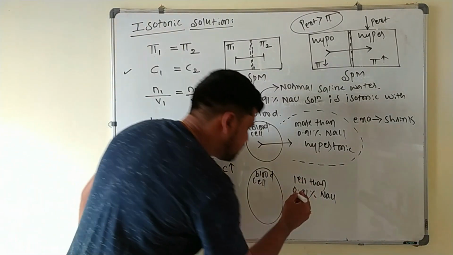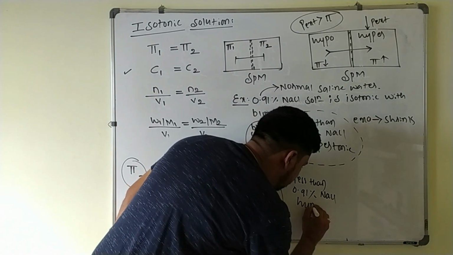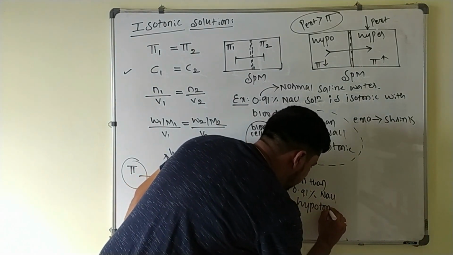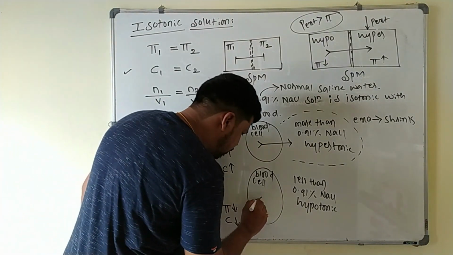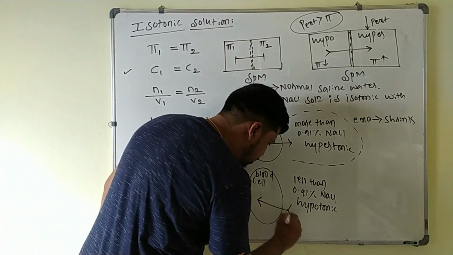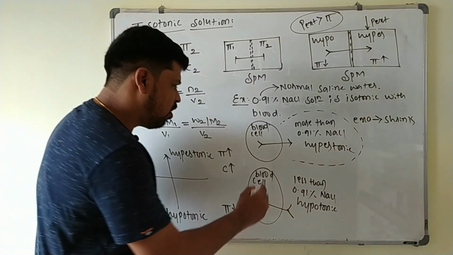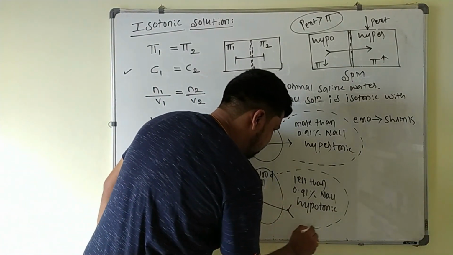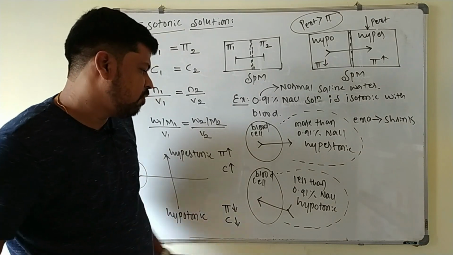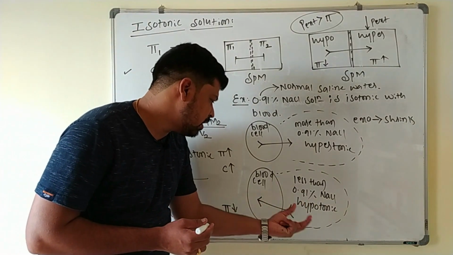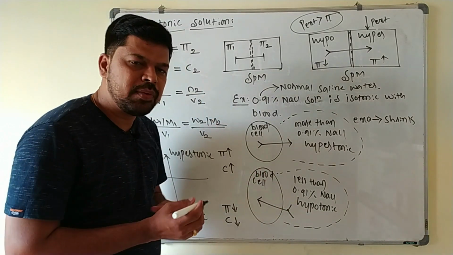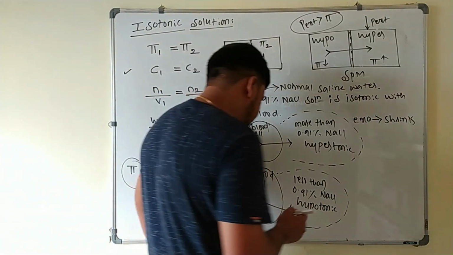Now what happens? This solution acts as hypotonic because its concentration is less. Hypotonic solution means its osmotic pressure will also be less here. Then what happens? Movement of water molecules takes place into the blood cell. Always, water molecules will pass through the membrane from the lower concentration to the higher concentration. Whenever the water molecules or solvent molecules enter into the blood cell, what happens? The blood cell will swell here.